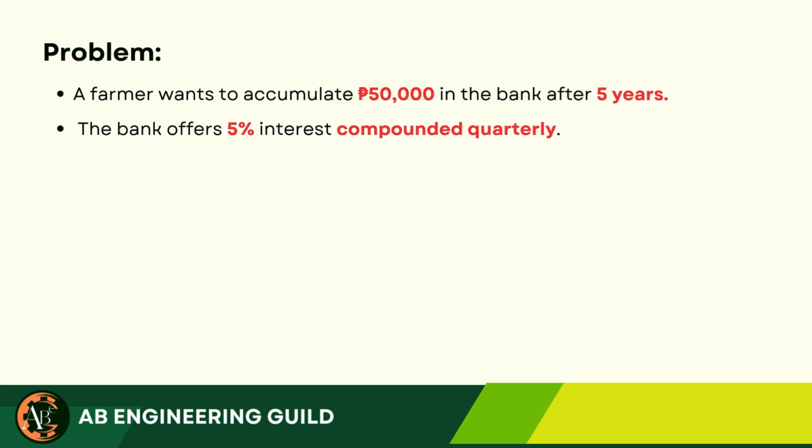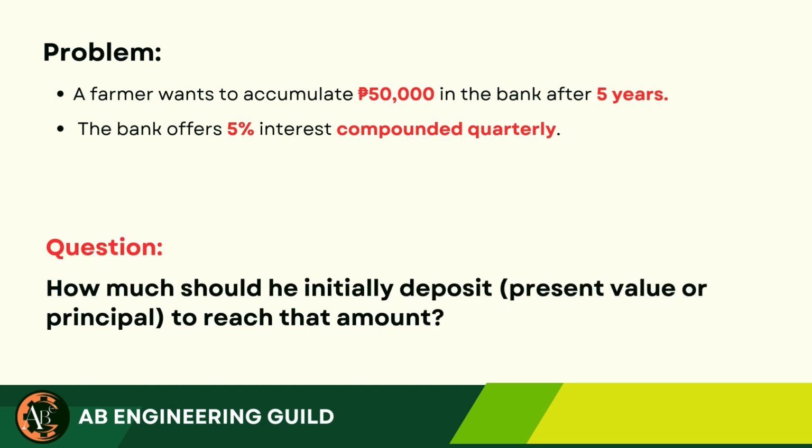Let's summarize the situation. A farmer wants to accumulate 50,000 pesos in the bank after 5 years. The bank offers an annual interest rate of 5%, compounded quarterly. The question is, how much should he deposit today to reach that goal? This is a classic present value problem using compound interest.